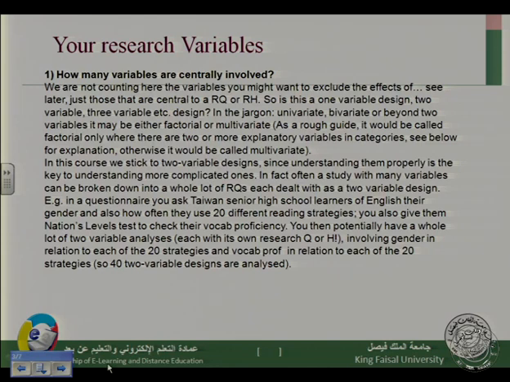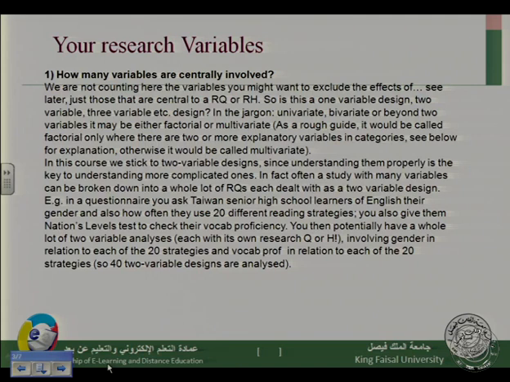They would say, well, this is my scope, this is my focus, but there are other factors that I excluded from my research for time, for limitation, for space restriction, and so on. Because no one can research all the factors, all the variables in just one research. So you need to decide from the beginning how many variables are centrally involved. So we are not counting here the variables you might want to exclude the effects of.